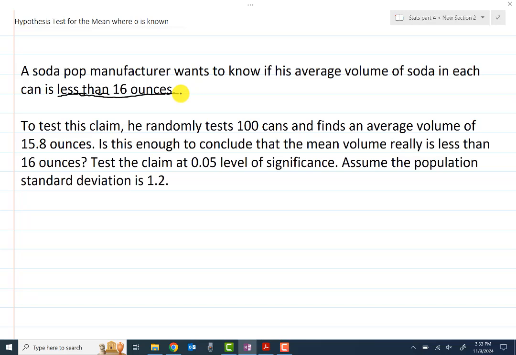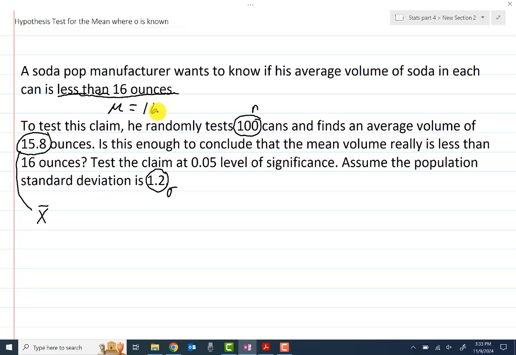So I'm going to write up a few things here while I look at the problem. We know that n equals 100. The average volume here was 15.8 ounces, so let me put that as what we call x bar. In particular, we're going to be using the distribution of the mean. The population standard deviation is 1.2, so that's what we call sigma. That's given to us. And when we talk about the mean being less than 16 ounces, we'll say that mu equals 16 for the purposes of this problem.